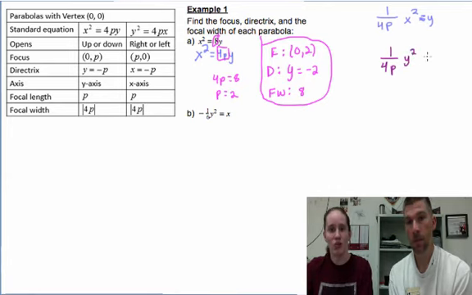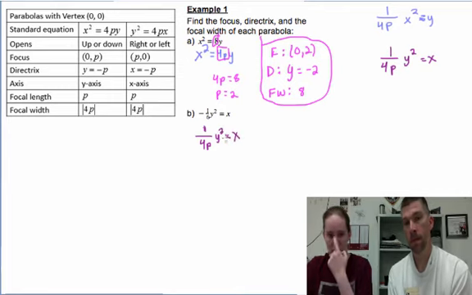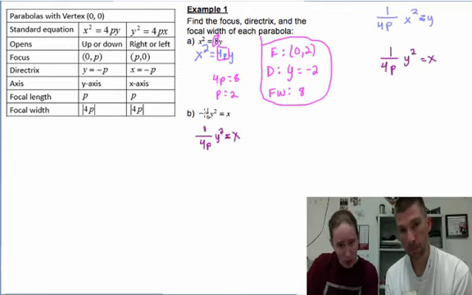If we write the second equation, where it's x equals, then we'd have 1 over 4p times y squared equals x. And that may make more sense for this equation, because look at what we've got: negative 1/6 y squared. So we're comparing negative 1/6 and negative 1 over 4p.